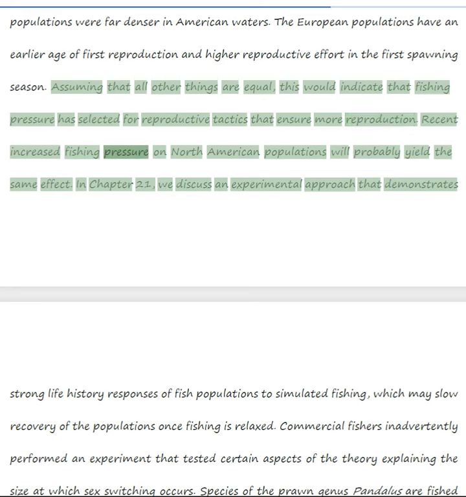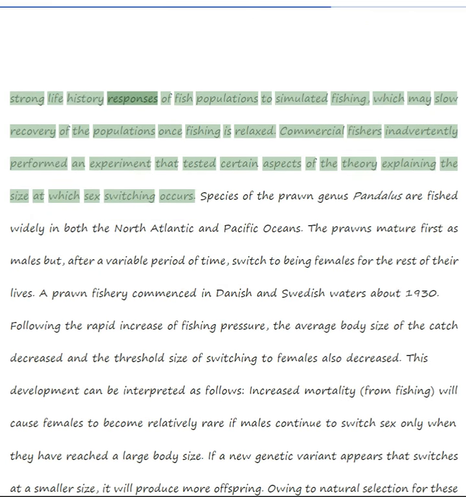Recent increased fishing pressure on North American populations will probably yield the same effect. In Chapter 21, we discuss an experimental approach that demonstrates strong life history responses of fish populations to simulated fishing, which may slow recovery of the populations once fishing is relaxed.